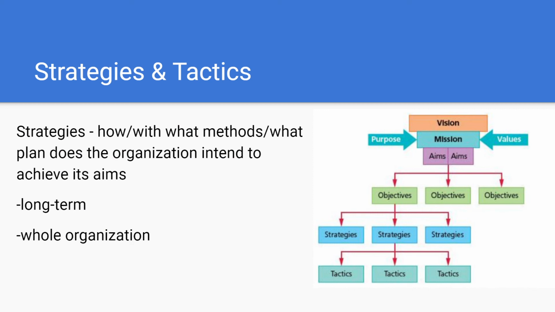Last but not least, strategies and tactics. Strategy is the how: with what method or plan does the organization intend to achieve its aims. It's not an objective that tells you, you should achieve a 10% sales increase, for example, by 2021. Here it tells you how you're going to achieve this objective. Strategies are more on the long-term side of things, and they usually target the whole organization.